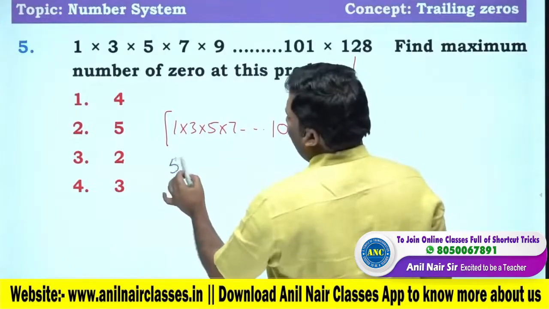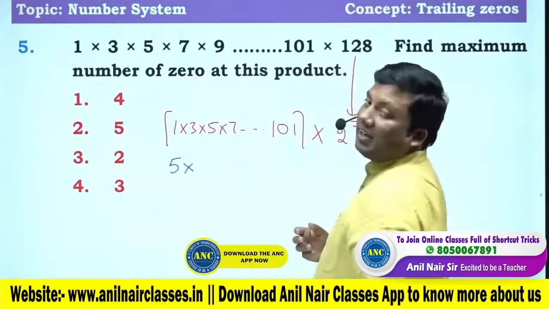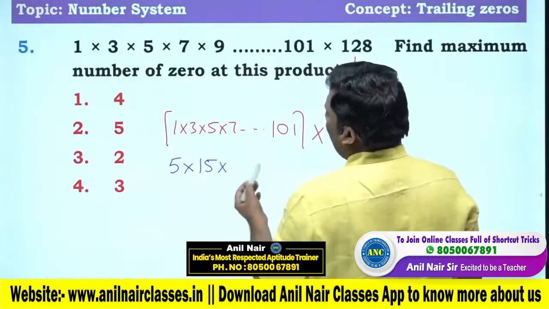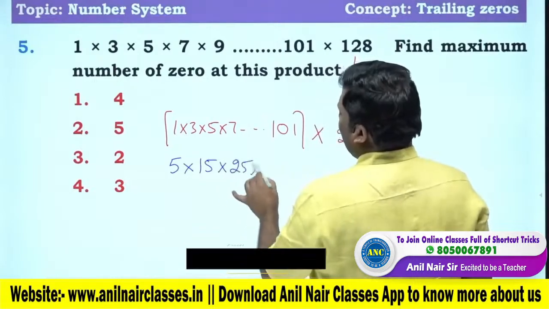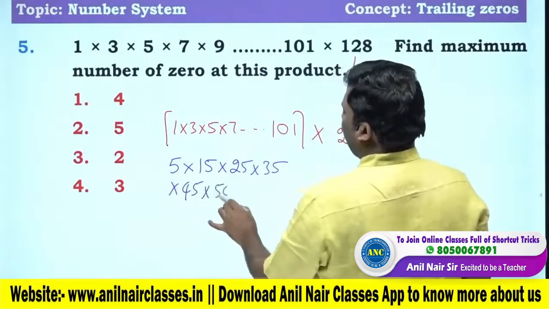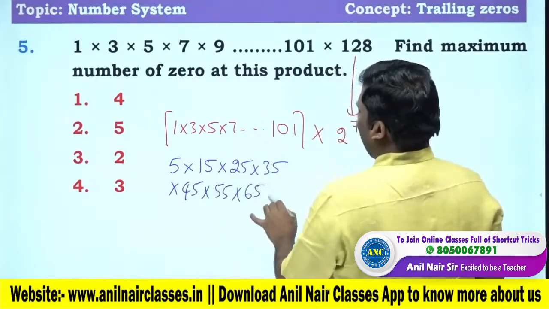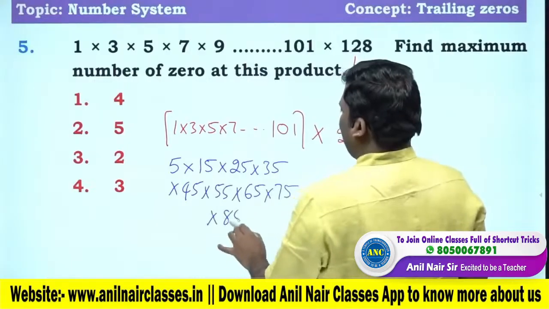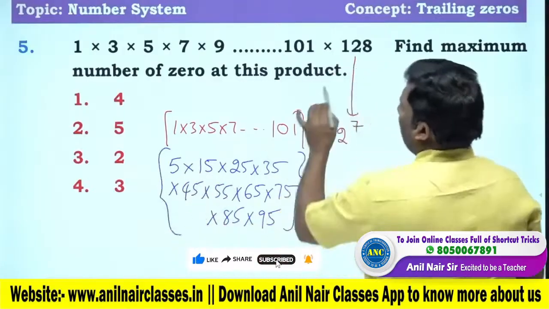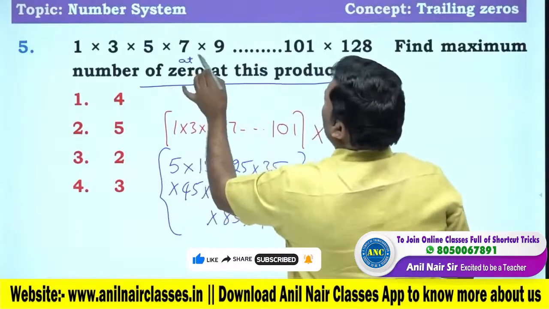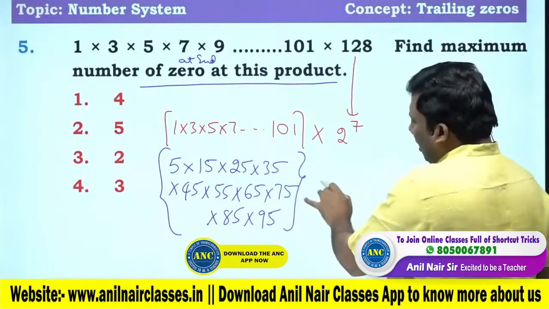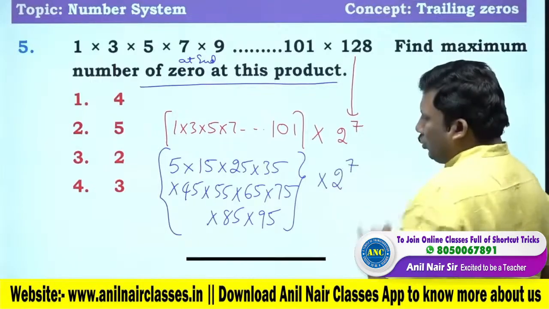So this will be 5, 7, 9, 11, 13, 15. Extra, all are odd numbers, right? 25. Next will be 35, 45, 55, 65, 75, 85, and next will be 95. Only the focus will be on these numbers because I require the number of zeros at the end, into 2 power 7.